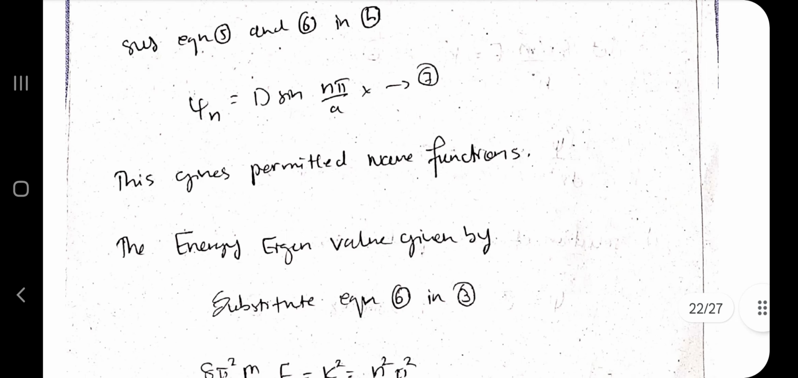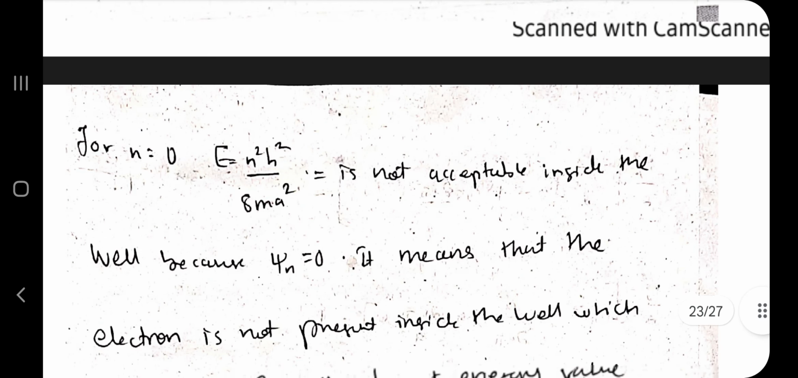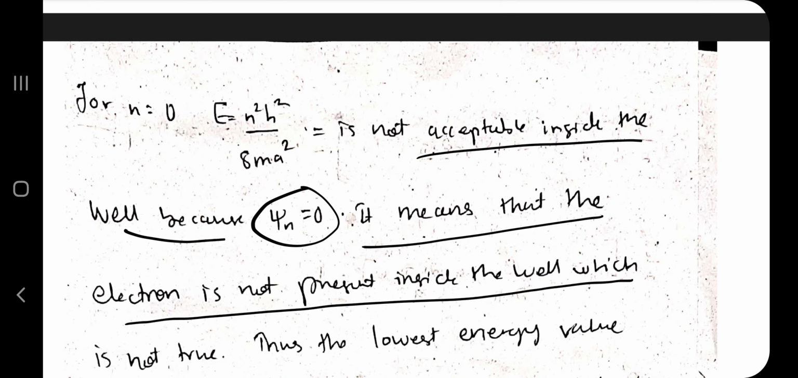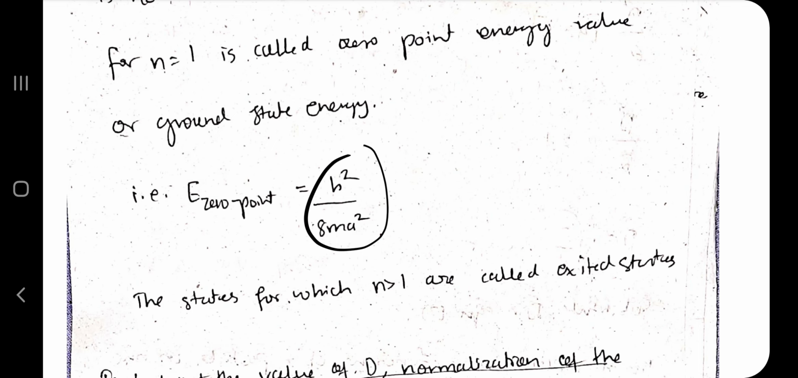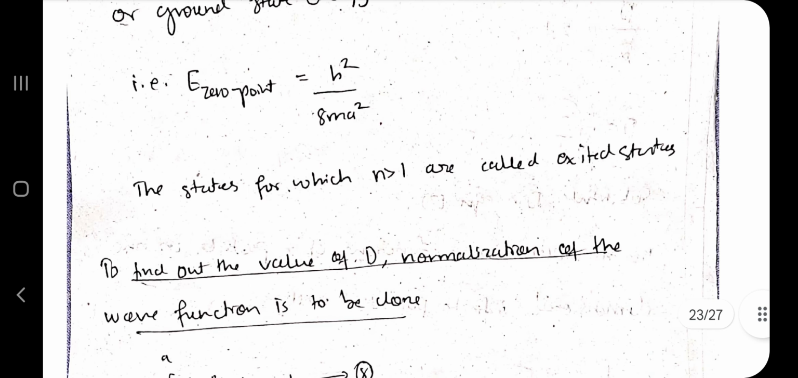After that we'll be considering from n is equal to 0. n is the energy level, so we'll start from 0. When n is 0, it is not acceptable inside the well because psi of n is 0. It means that the electron is not present inside the well, which is not true. Thus the lowest energy value, for n is equal to 1, is called the zero point energy value or the ground state energy. It starts from 1. If we put 1 here, what we get is h square by 8 m a square. That is the energy. The states for which n is greater than 1 are called excited states.